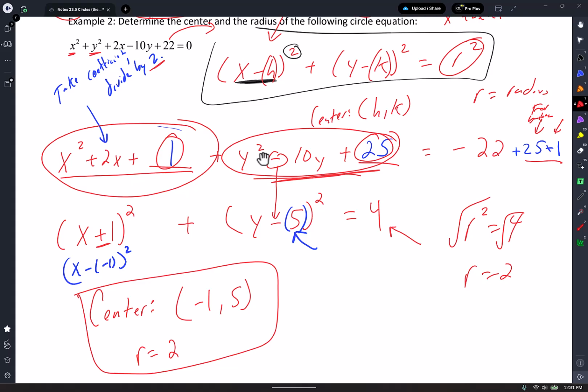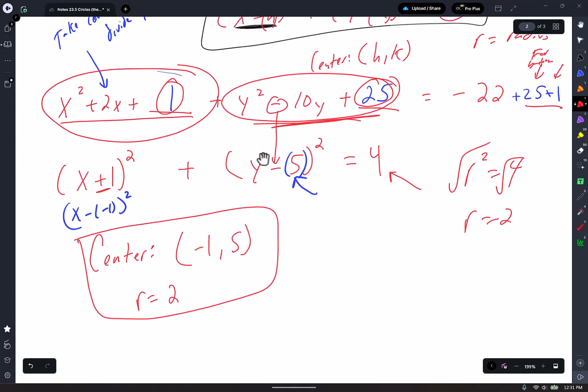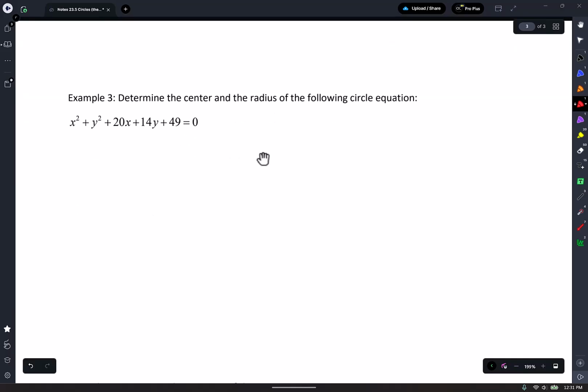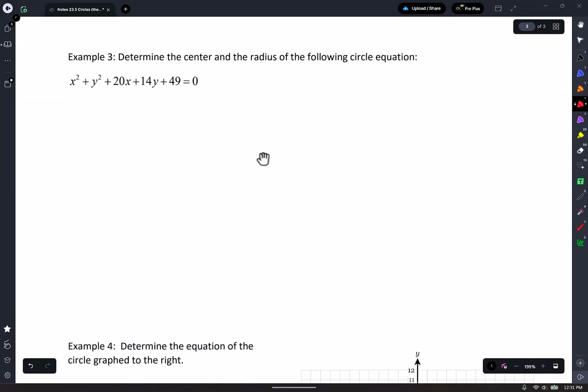Can we do that? Yes, we're going to do another example. Ready? All right, let's go to the next question, guys. Come on, parrot, focus. It says determine the center and the radius of the following circle equation. Don't worry, we'll be done real quick.